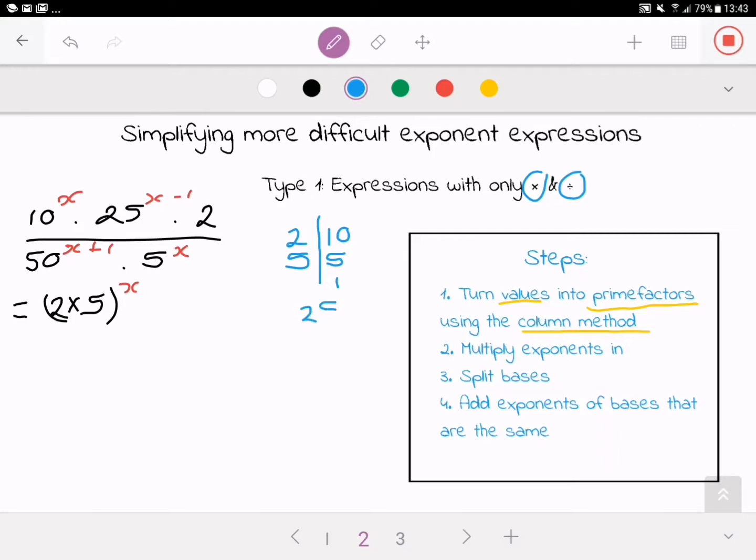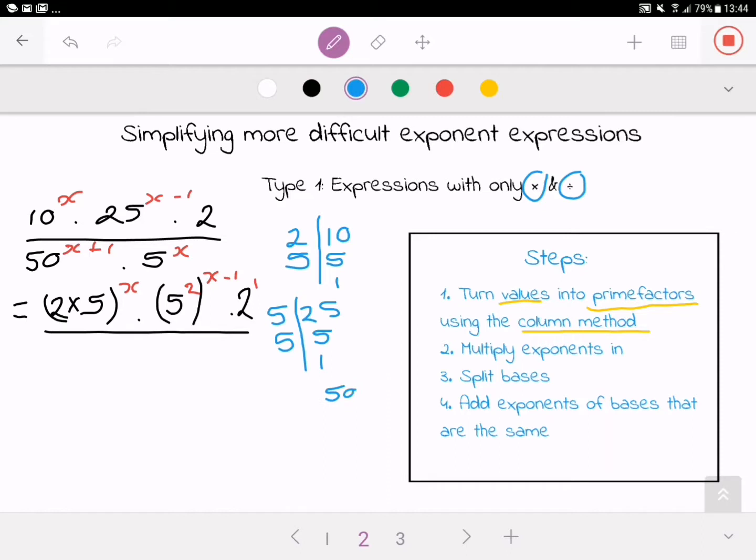So the next one would be the 25. The smallest value that can divide into 25 is 5, and then we get 5, and 5 divided by 5 equals 1. So therefore it would be 5 to the power of 2. And that is going to be the prime factors of 25. And then the last one is just 2 to the power of 1. It's already in its prime factors.